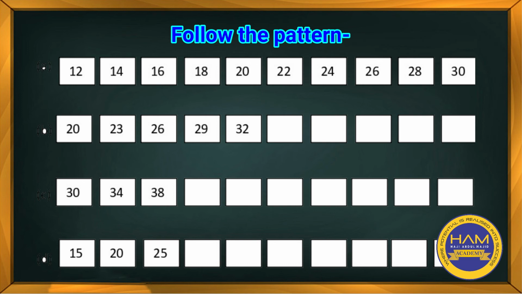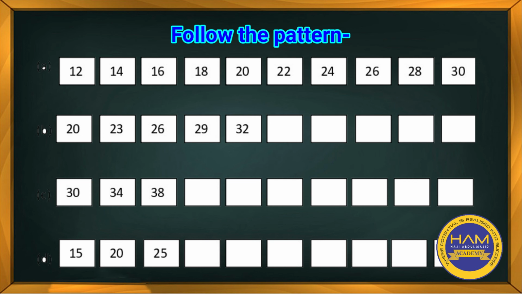Question B, 20, 23 and 26. Here we can see the difference of 3 in the numbers. So which will be the next number? It will be 29, then 32. Likewise, you have to fill all the boxes with the numbers having a difference of 3.